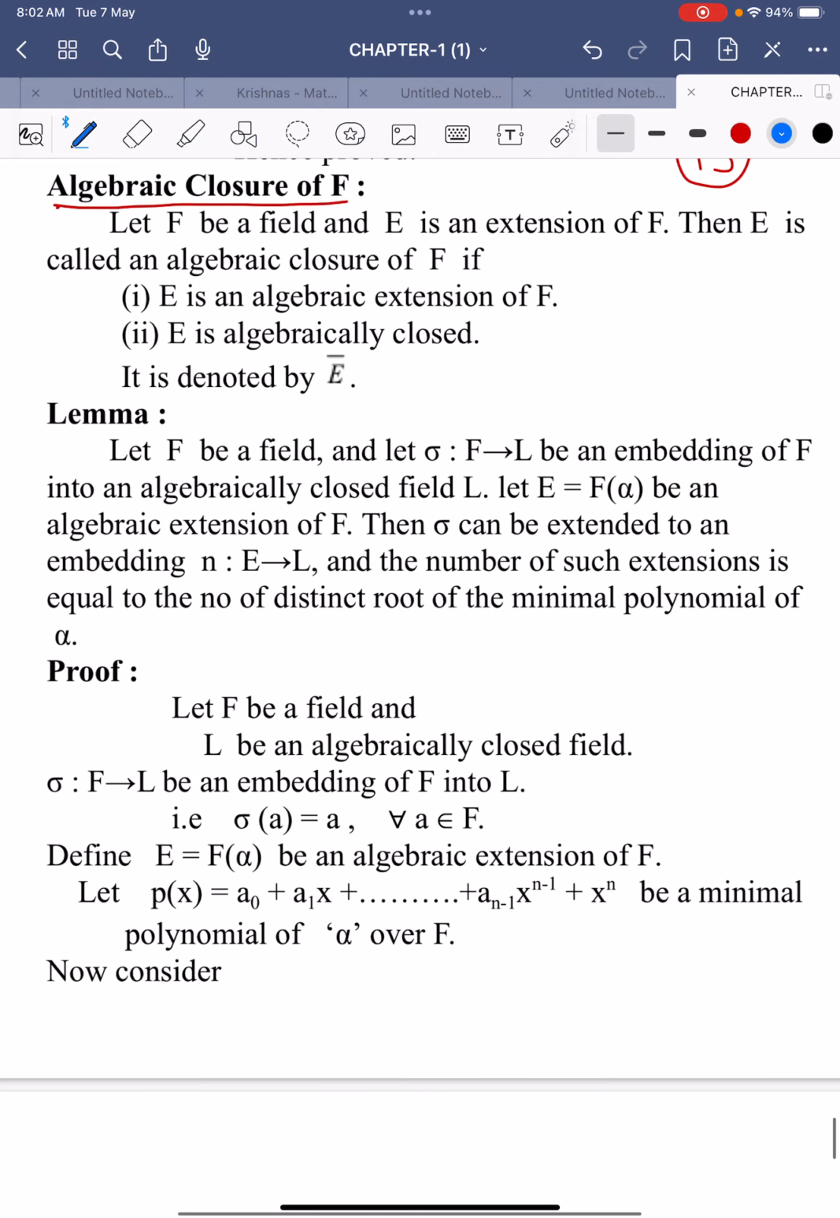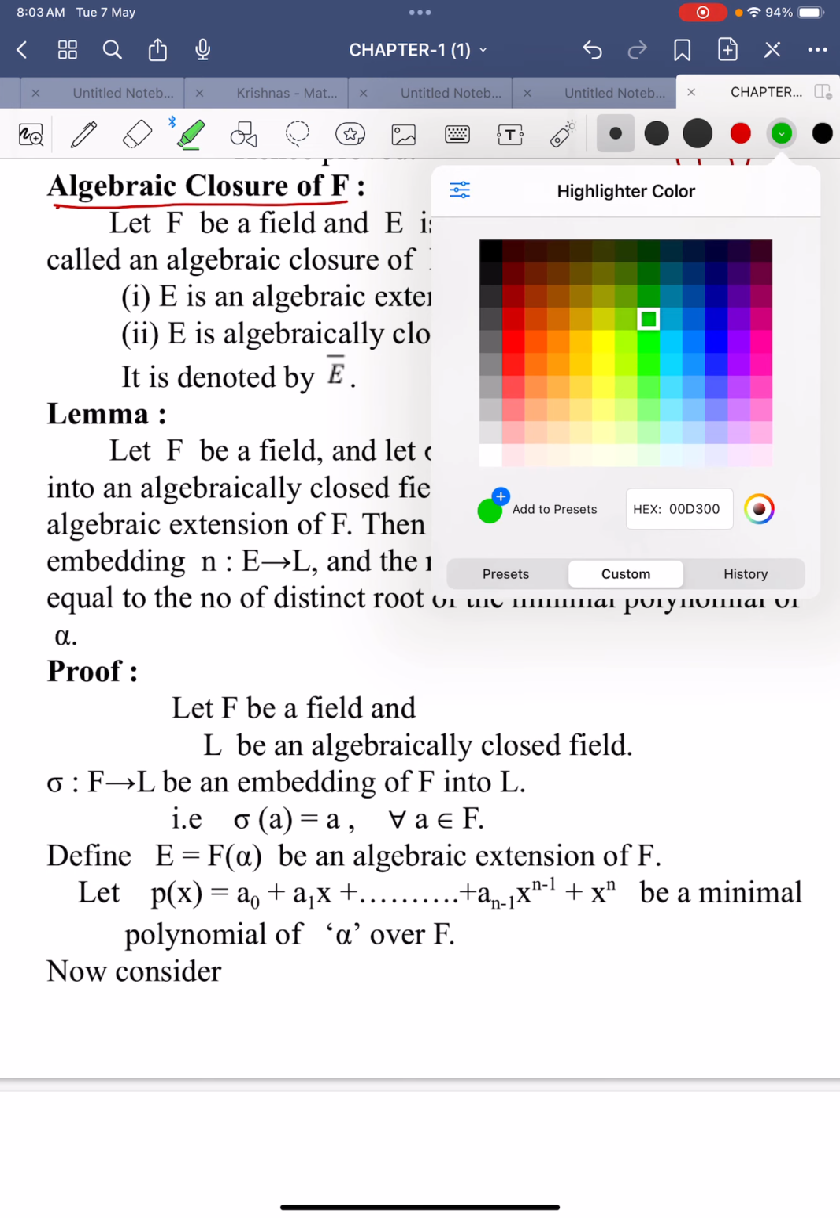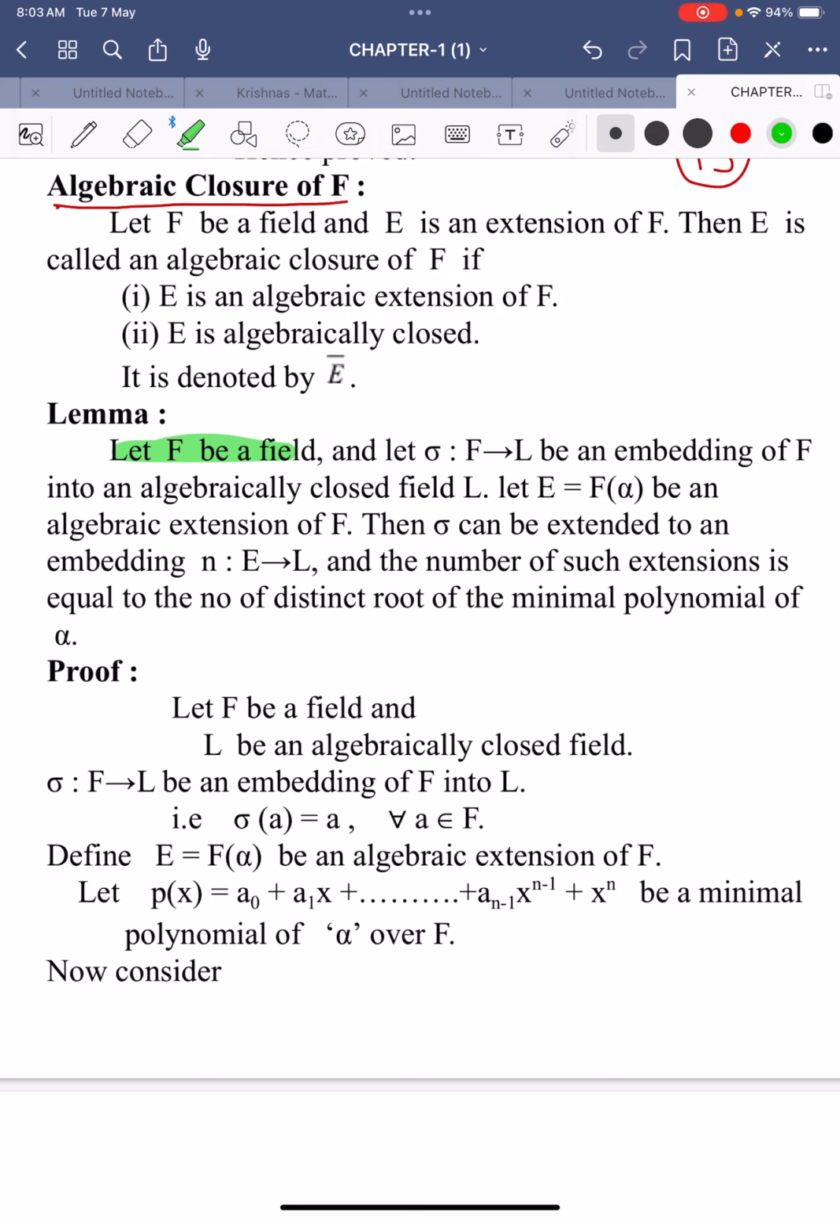Please see the statement of the lemma. Let capital F be a field and sigma maps F into L be an embedding of F into an algebraically closed field L. Let E equals F of alpha be an algebraic extension of F. Then sigma can be extended to another embedding eta, actually this symbol is eta, from E to L, and the number of such extensions is equal to the number of distinct roots of the minimal polynomial of alpha.